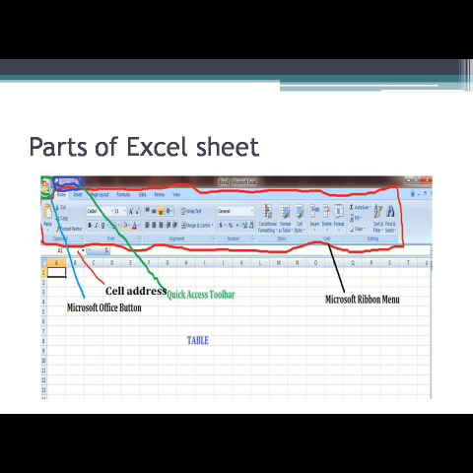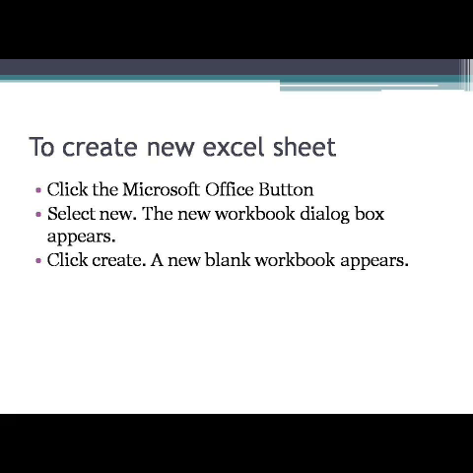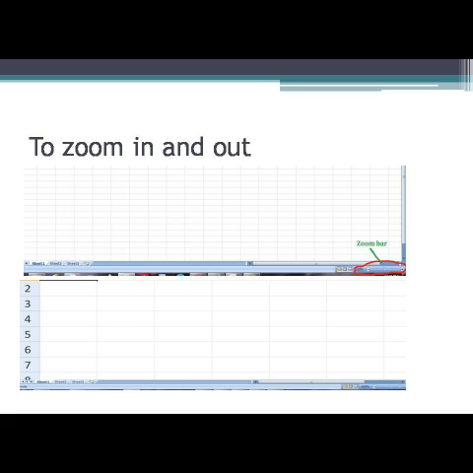Can you find the ribbon menu? To create a new Excel sheet, click your Office button. In that select New and then Create, and a new blank workbook opens. Next, how to zoom in and zoom out? Can you find the zoom bar there? You can move the slider to the left to zoom in and to the right to zoom out.